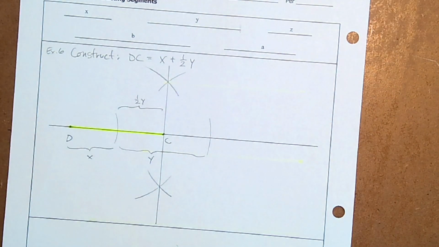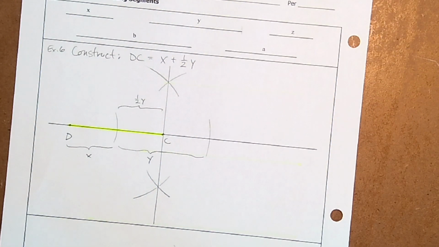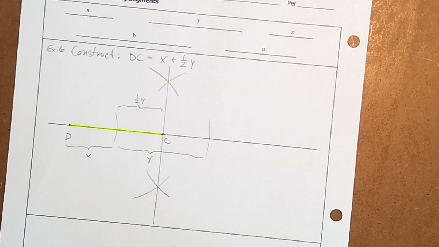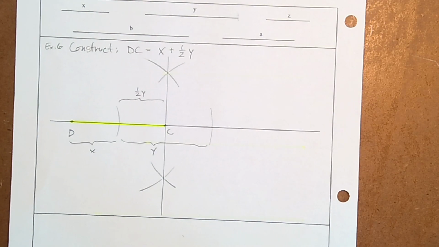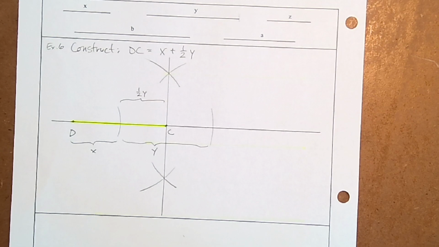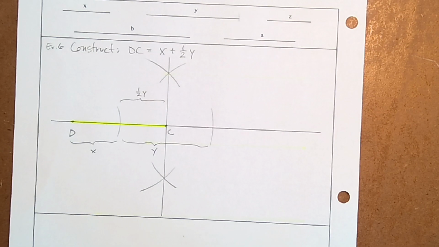There's my line segment, DC. That is an x plus half of a y long. Okay. So we got a little skill that helps us break line segments into halves at midpoints. What is it called when we break a line segment into two equal congruent parts? Peggy Portmore from the other day. Begins with a B.